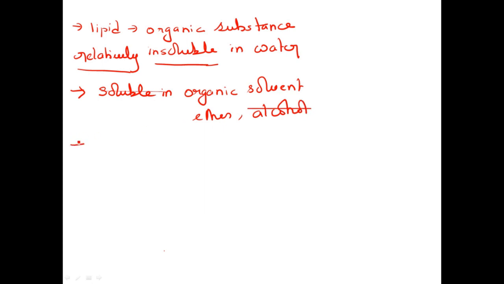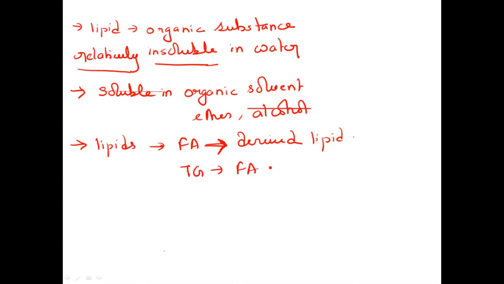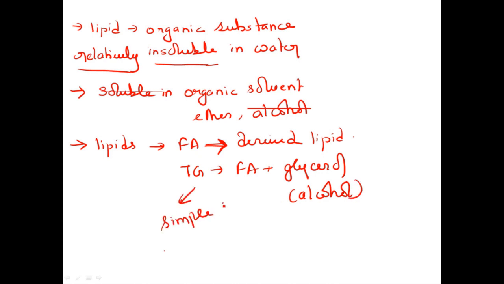And these lipids are associated with fatty acid. So fatty acid is also a type of lipid, but it's a type of derived lipid. Then we have triglyceride, which consists of fatty acid along with glycerol. Glycerol is a type of alcohol. So this triglyceride is a simple lipid. When triglyceride undergoes hydrolysis, fatty acid is produced. So that's why it is called derived lipid. Fatty acid is derived from triglyceride.